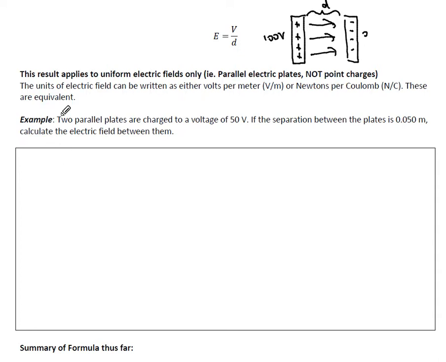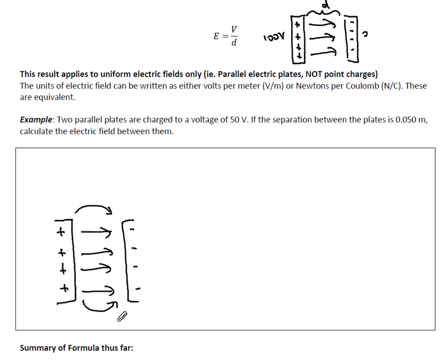So in this question, we have two parallel plates charged to a voltage of 50 volts. If the separation between the plates is 0.050 meters, calculate the electric field between them. So again, it's a very straightforward calculation. Let's just draw our scenario again. Our electric field lines go from positive to negative, the direction a positive charge will travel. And we say E is just equal to the potential divided by the distance. 50 volts divided by 0.050 meters, and we get a value of 1,000 volts per meter.